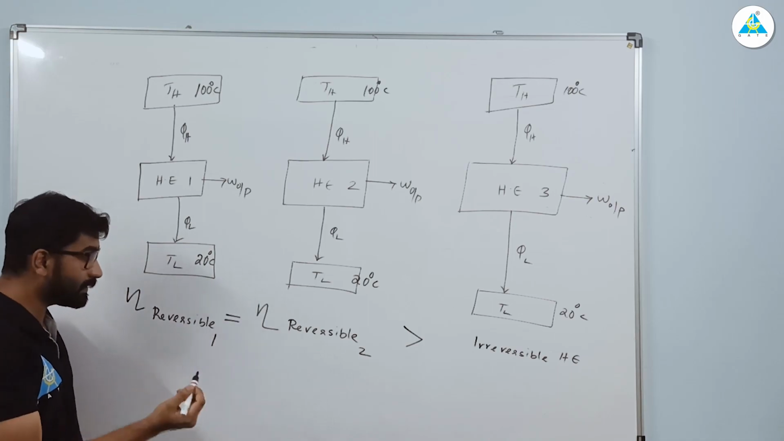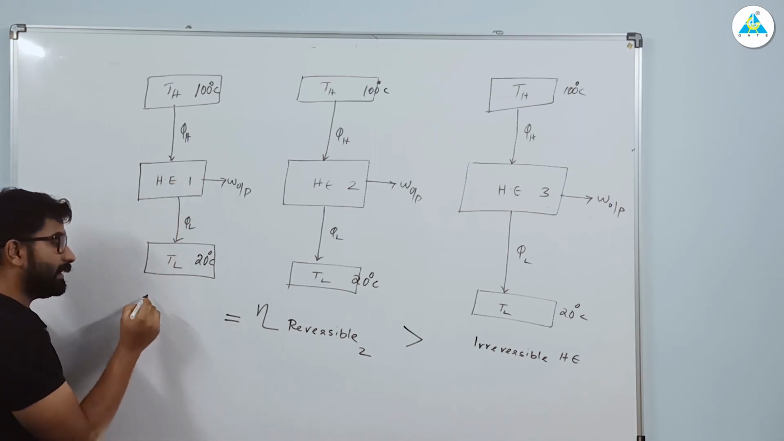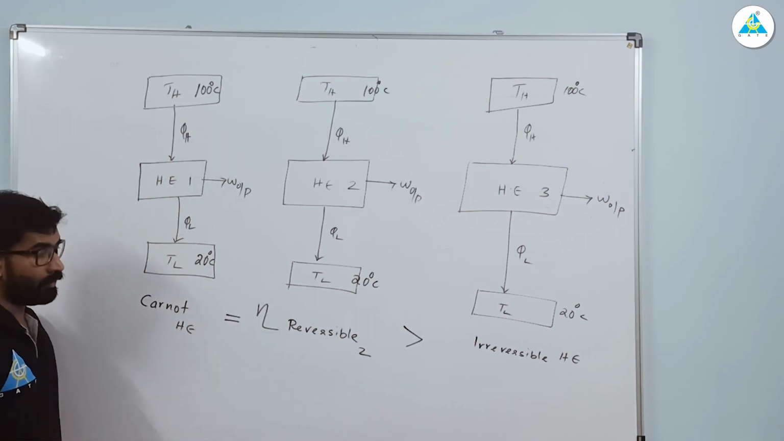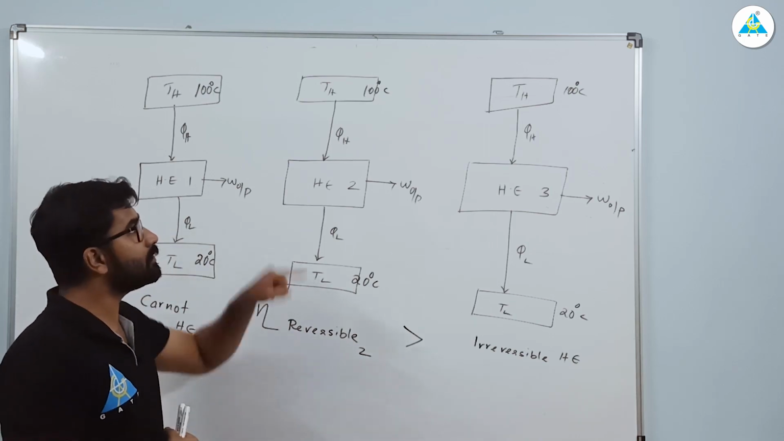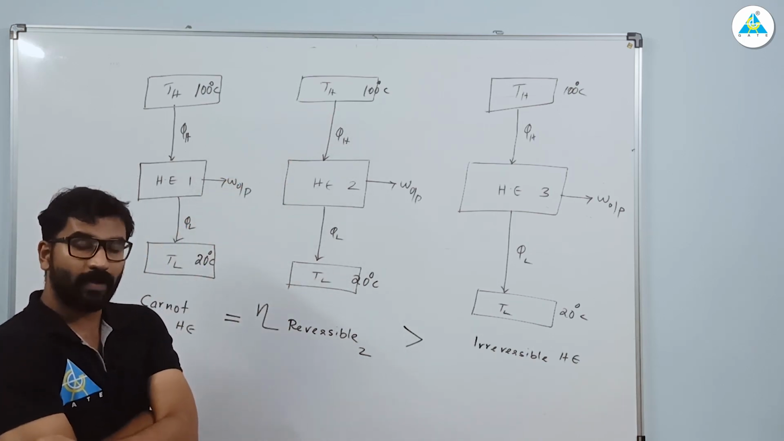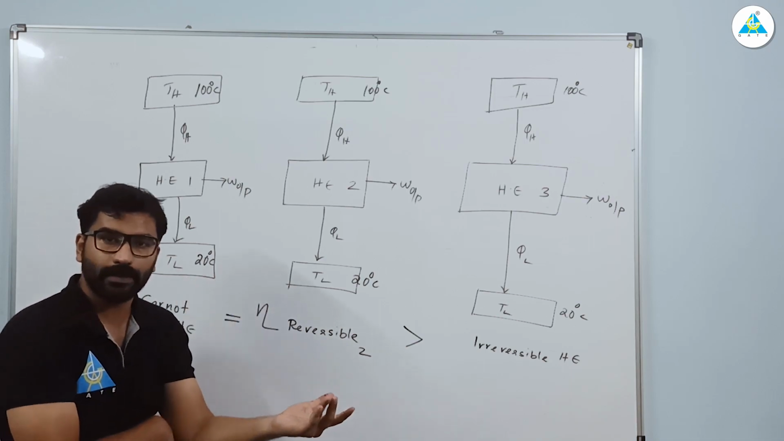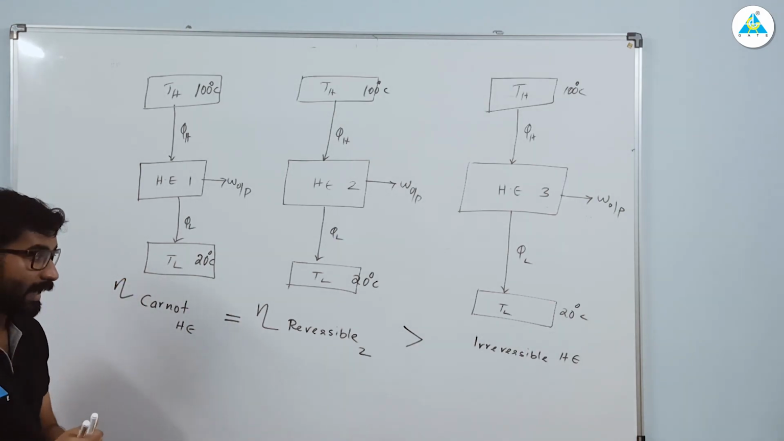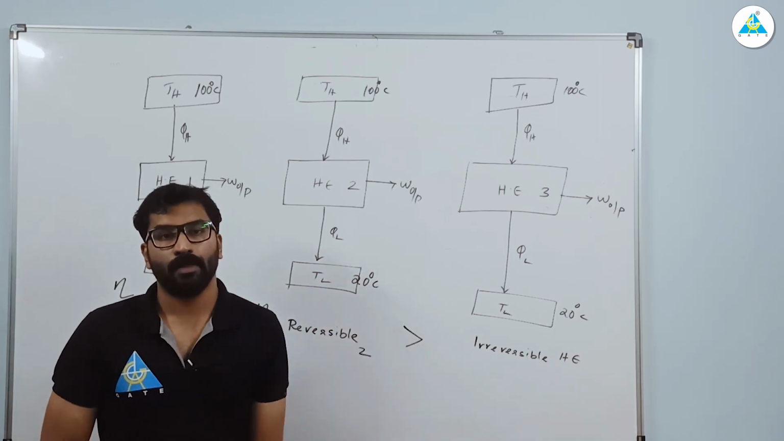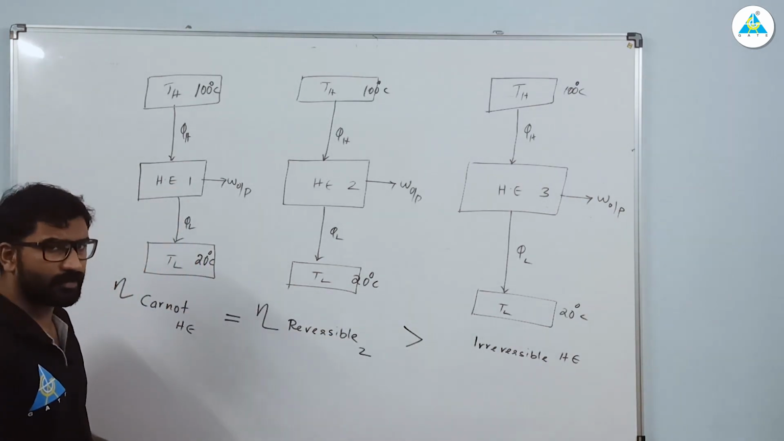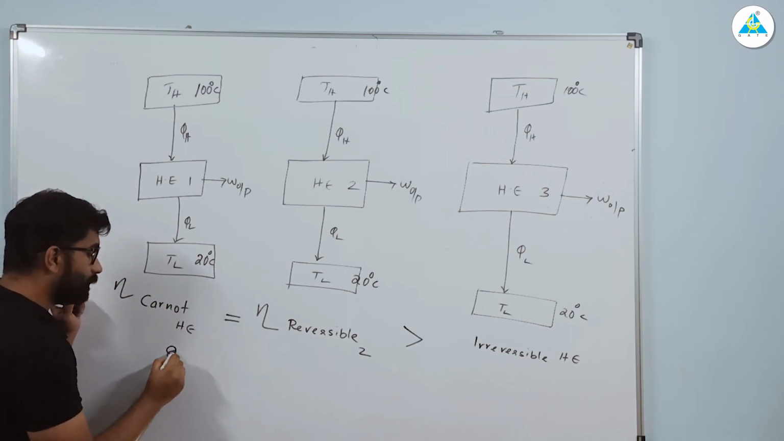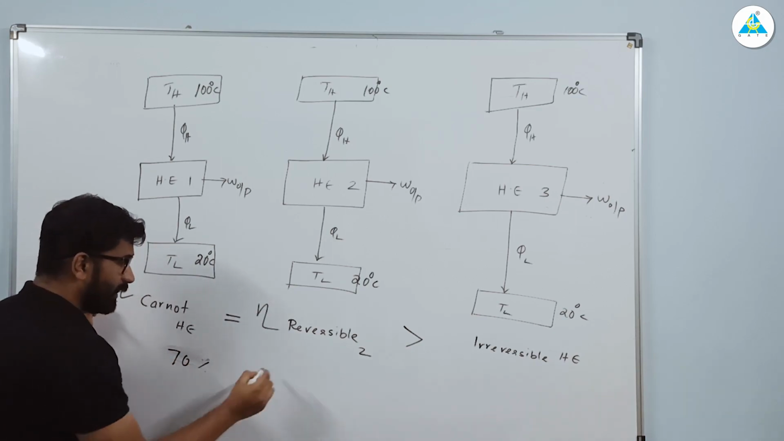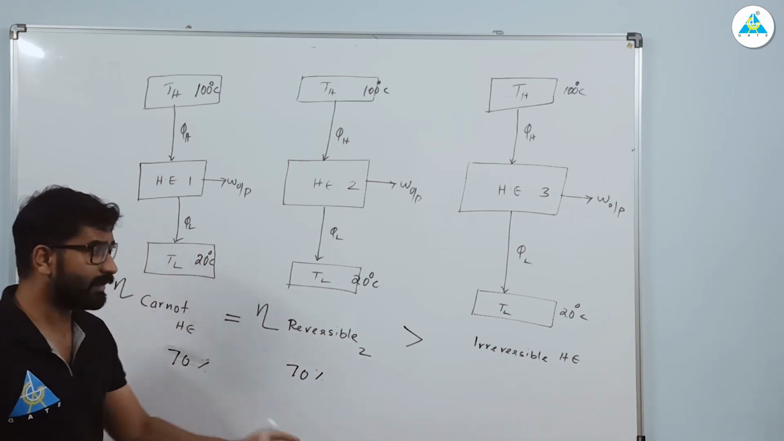So in your question, they can give you: this heat engine is a Carnot heat engine operating between 100 and 20. The second heat engine is a reversible heat engine operating between 100 and 20. When we say Carnot heat engine and when we say reversible heat engine, the efficiency of both will be the same. Clear? But that efficiency will be more compared to the irreversible heat engine efficiency. For example, say the Carnot heat engine efficiency is 80%. I'm taking it as 70% to be more realistic. So this also will have 70%. This will have what?